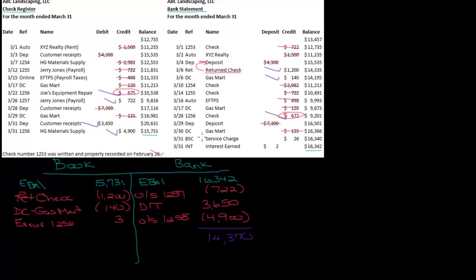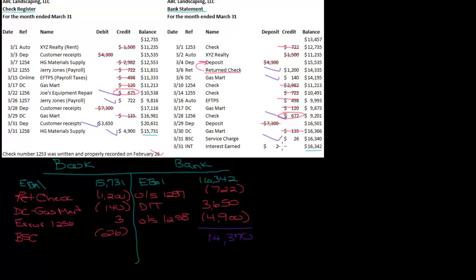Okay, now I've got a service charge of $26. The bank withdrew the service charge from my account, so I need to subtract it from my check register. So I'm going to subtract the bank service charge of $26. Okay, so that's taken care of. Cross that off.